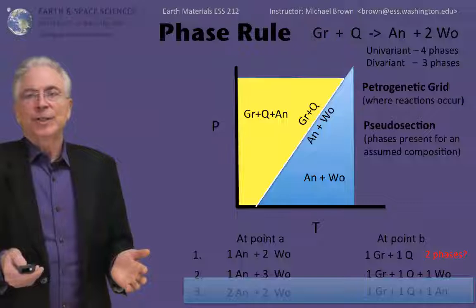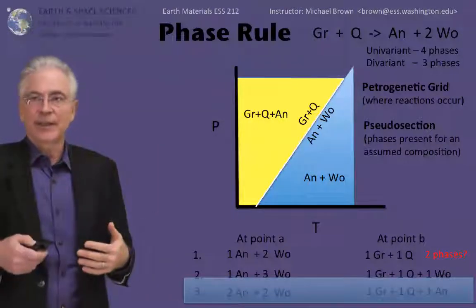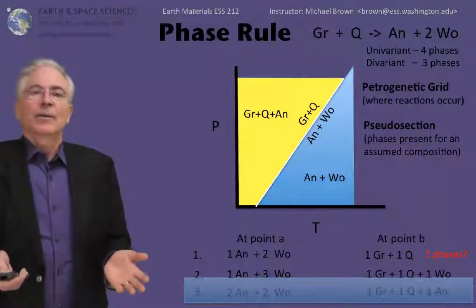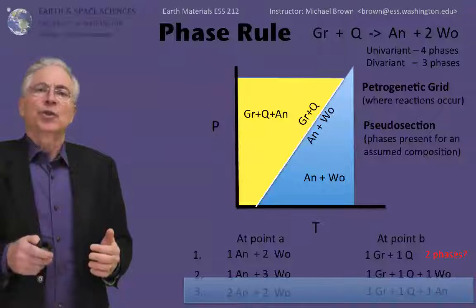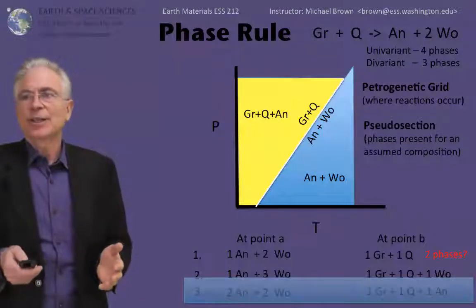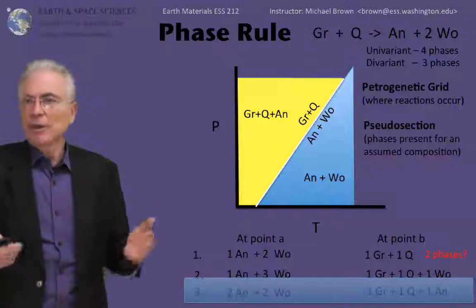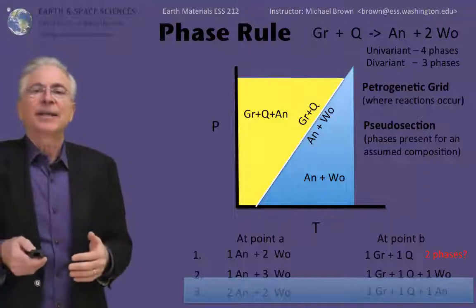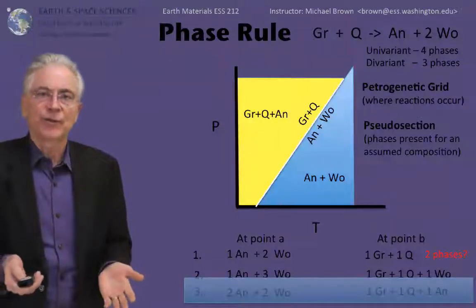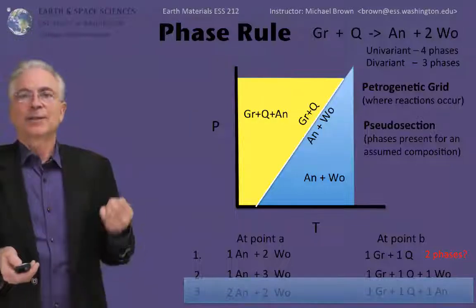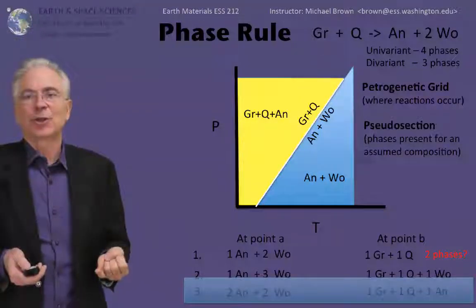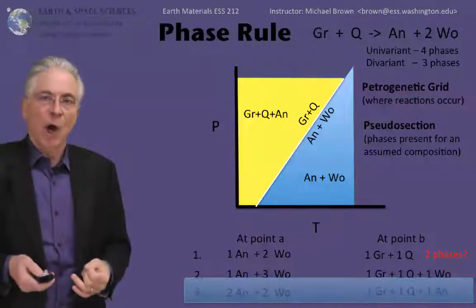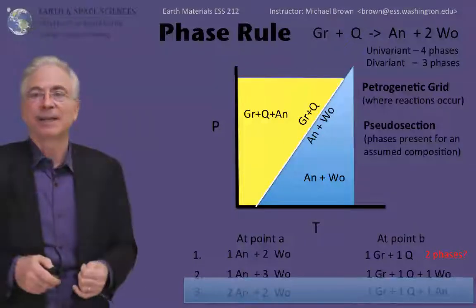When I show you a pressure temperature plot with shaded areas in different colors and with different minerals shown in each of these areas, what I am showing you is a pseudo-section. A pseudo-section is a projection of phases, for this multi-component system down on 2 dimensions, and I've done it by assuming a bulk composition for the rock. Okay, so petrogenetic grids show us where the reactions occur. Pseudo-sections show us what phases are present depending on the bulk composition assumed in making the calculation.